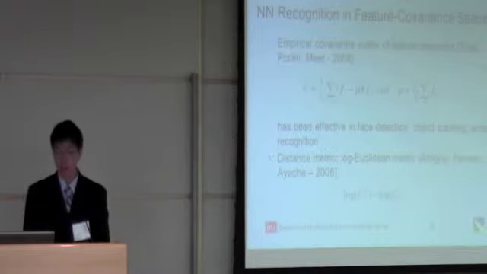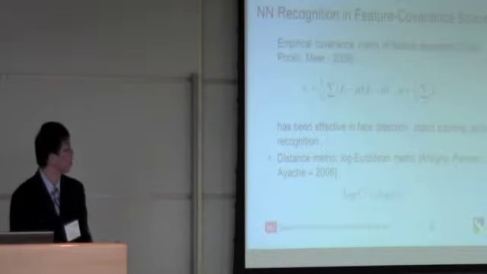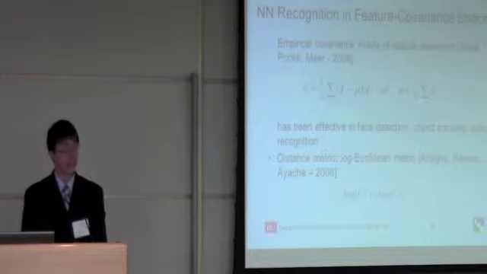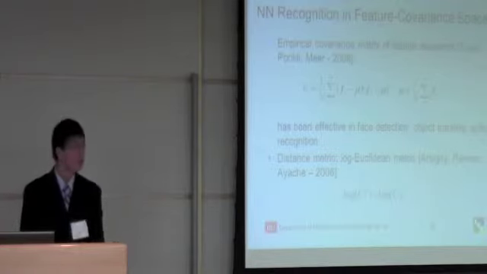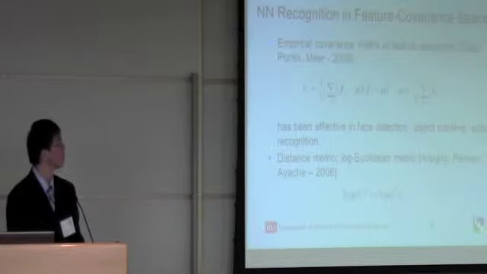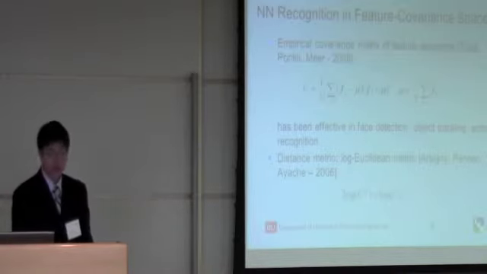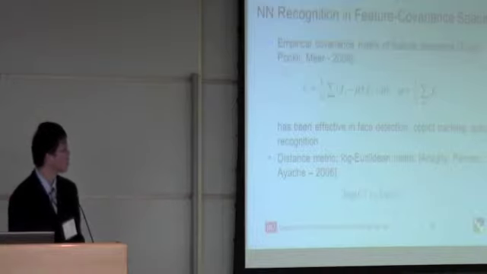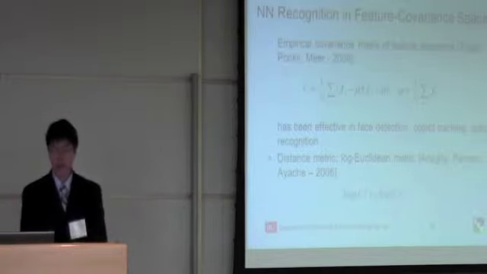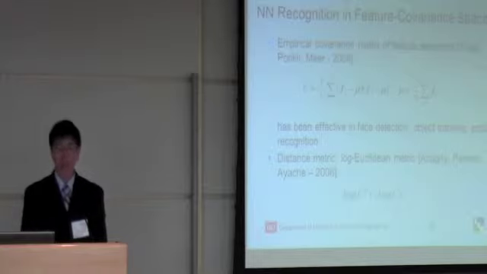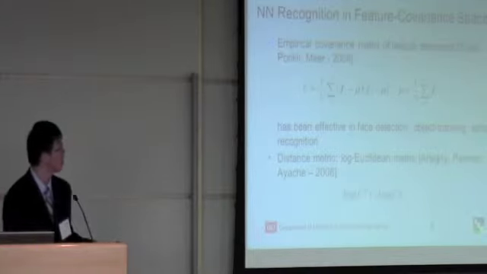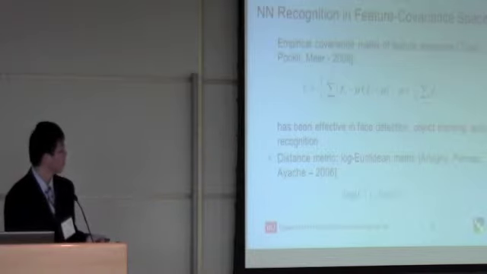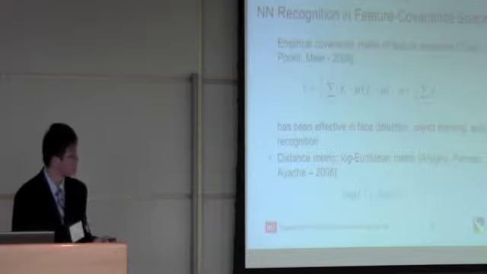We decided to use feature covariance matrix, which is the mean of the product of features. And it has been proven effective in face detection, object tracking, and action recognition. However, we cannot do the same nearest neighbor search directly because the covariance matrix does not live in Euclidean space. So we need to map the covariance matrices from the convex cone into the vector space by matrix logarithm. And it is the distance matrix down there.